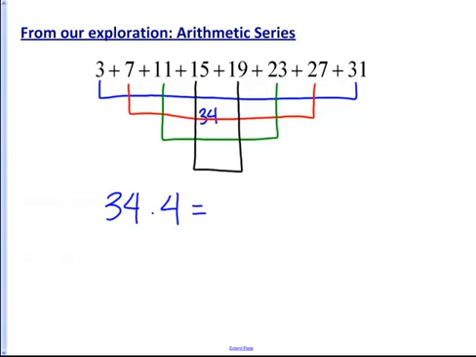So this then is a shortcut to finding the total value of this series. There are 4 pairs, and each pair has a sum of 34. So we do 34 times 4 and get 146 is the value of this if you were to add it all up. You can check that on your calculator.